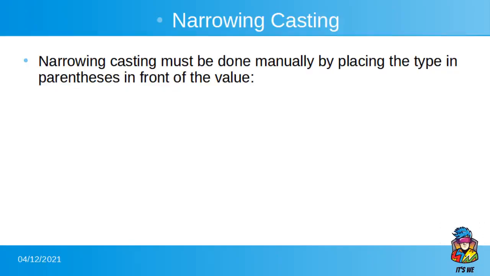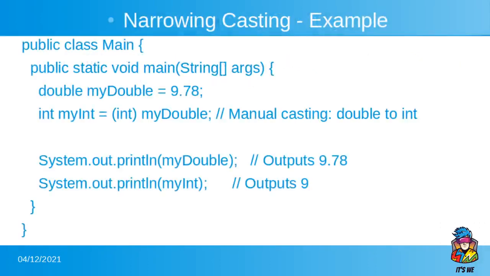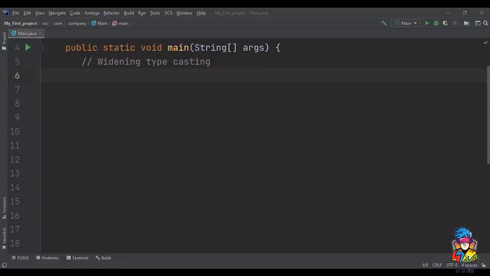Now, other type is narrowing casting. Narrowing casting must be done manually by placing the type in parentheses in front of the value. Now let's see an example of it. Now let's see an example of narrowing typecasting.